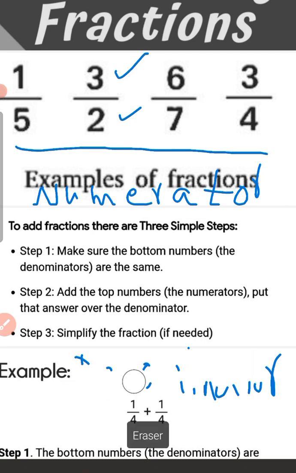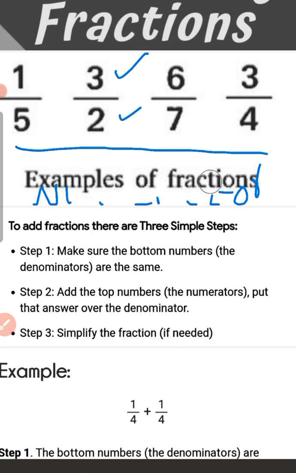Now let us learn about addition of fractions. To add fractions, there are three steps. First step is to make sure the bottom numbers, that means the denominators, are the same. Then the second step, add the top numbers, that is the numerators, and put that answer over the denominator. Then simplify the fraction if needed.